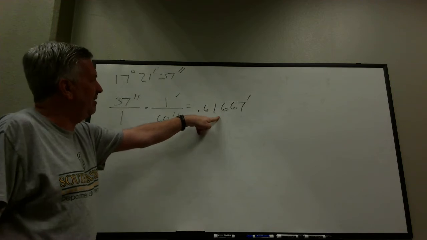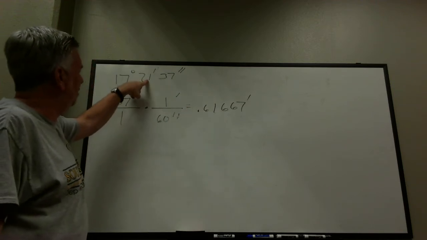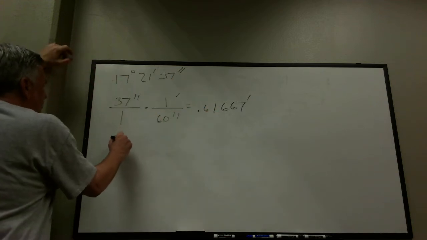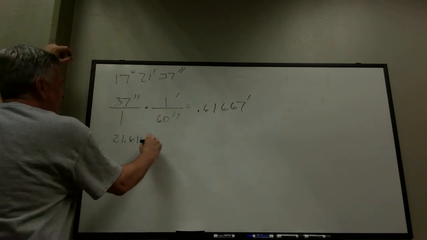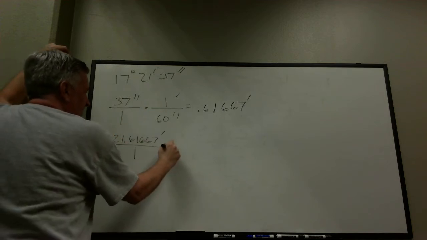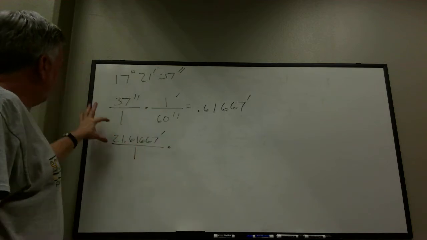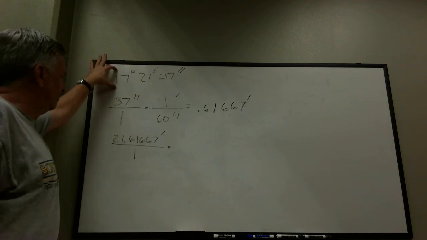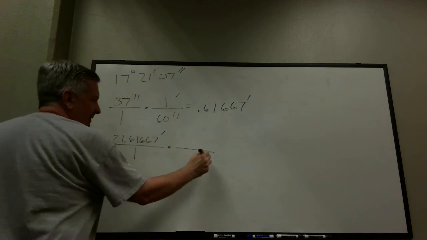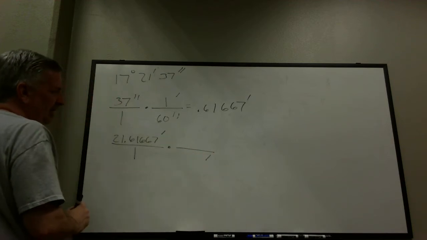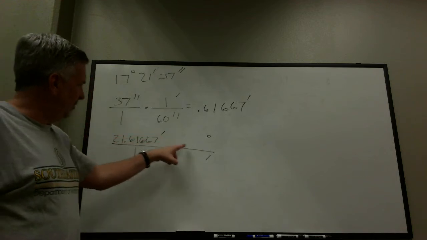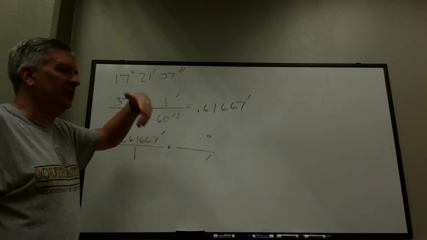Okay, so this became this. Well, how many total minutes do I have? I have the 21 minutes in the problem, plus the minutes I got from those seconds. So now I have 21.61667 minutes. I'm thinking that is over 1, just like I did before. So now I want to convert this to degrees. Okay? So I have the minutes units here. I want to get rid of them. I want them to cancel, so I'll put the minutes in the denominator, and I want to go to degrees. Right? So those units cancel. I will then have degrees, which is what I want.